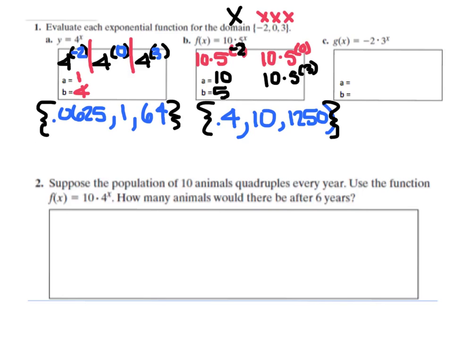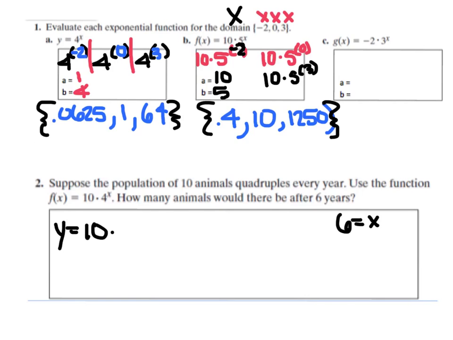Number 2, suppose a population of 10 animals quadruples every year. Use the function f of x equals 10 times 4 to the x. How many animals would there be after 6 years? Notice they quadruple every year, so we don't really have to break down 6. 6 is our x value here. So all we have to do is plug it in.